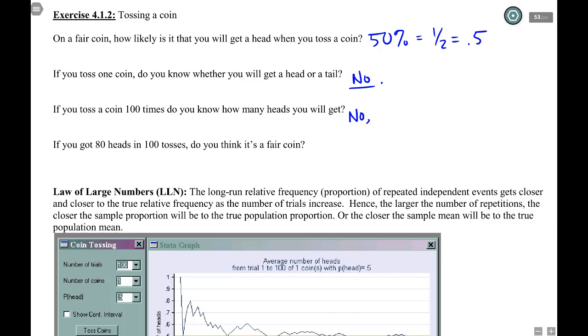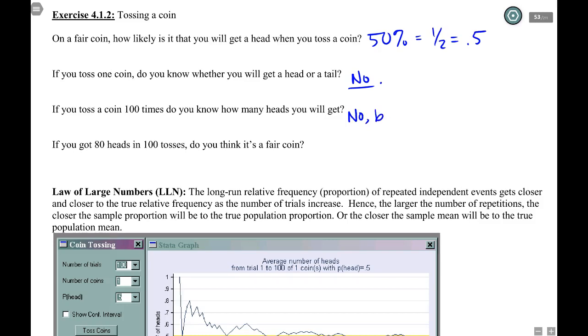But now it's not a complete crapshoot. We expect 50 heads. This is the big deal: we have this expectation that we should get heads around 50% of the time. So if there are 100 tosses, it should be around 50. And our last question here asks, what if you got 80 heads out of those 100 tosses? Would you think that's a fair coin?